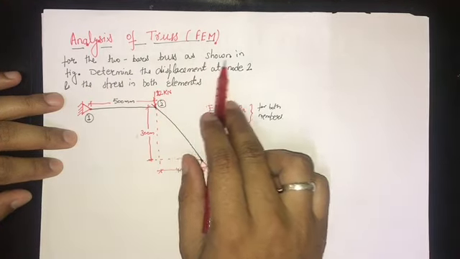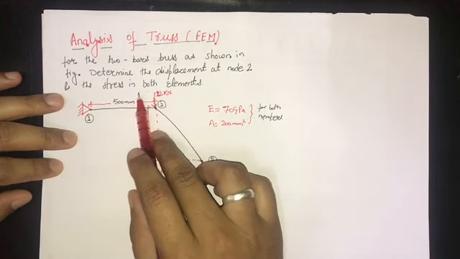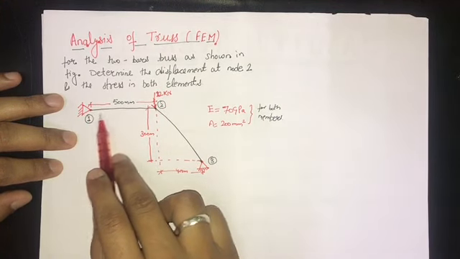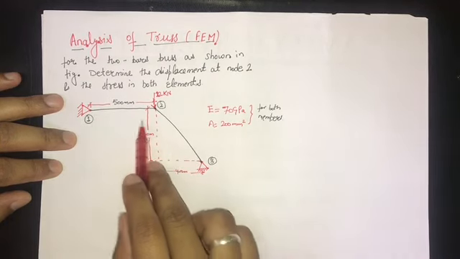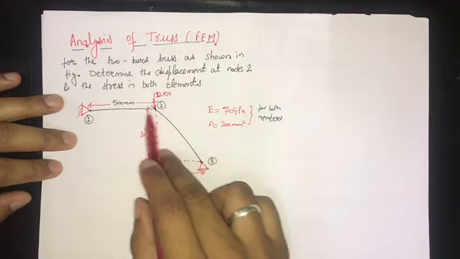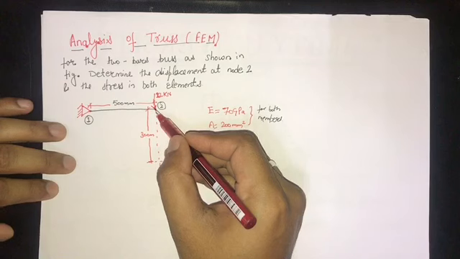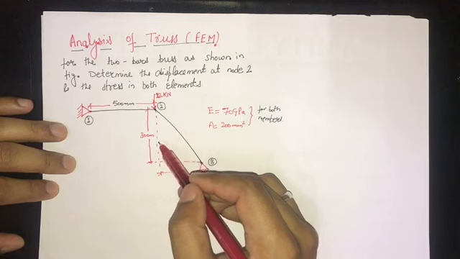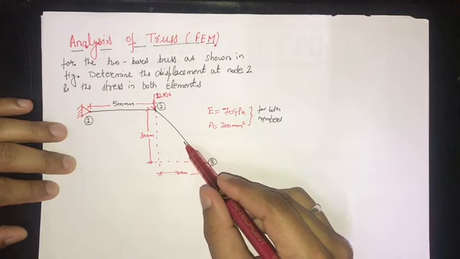For the two-bar truss as shown in the figure, determine the displacement at node 2 and the stresses in both the elements. So there are two truss elements which are given here. So this is element 1 and element 2 here. So we need to calculate the displacement at node 2 and the stress in both elements. So this is the node 2 here. The displacement is to be calculated, and also you need to calculate the stress in element 1 and also the stress in element 2.